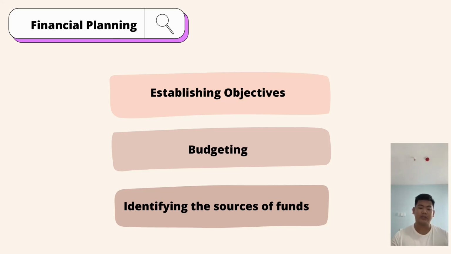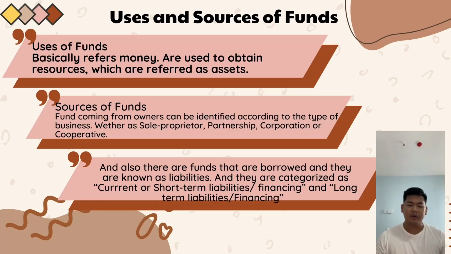And the next one is the sources of funds. Funds coming from owners can be identified according to the type of business, whether a sole proprietorship, partnership, corporation, or cooperative. So the sources of funds depend upon the owner or the type of business, whether a sole proprietorship, where it's only your own money, or a partnership, where you have other partners, or a cooperative.